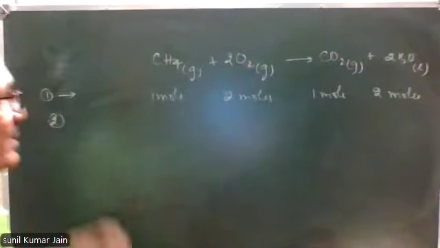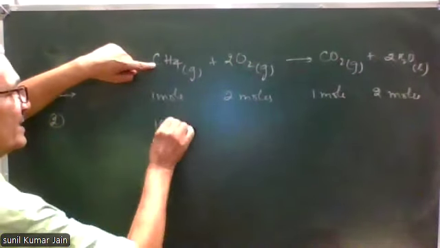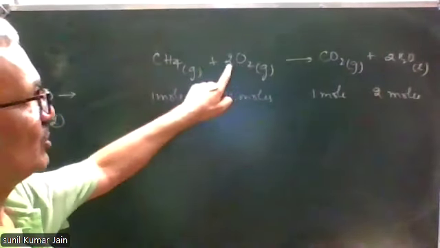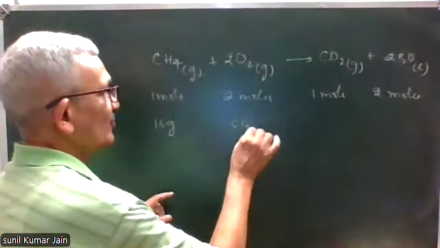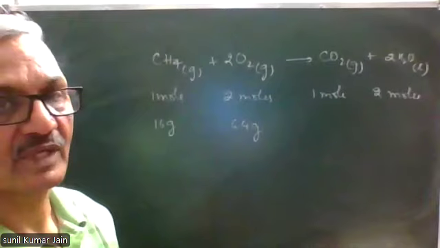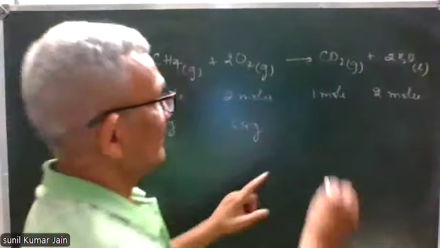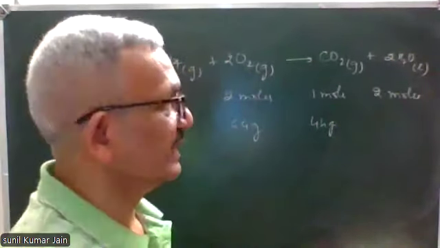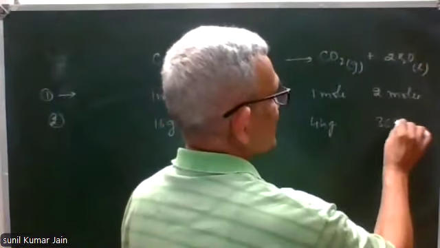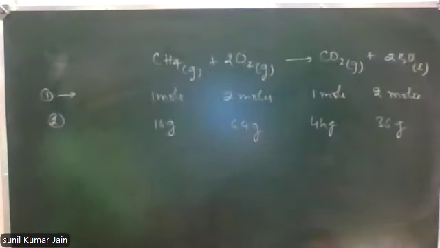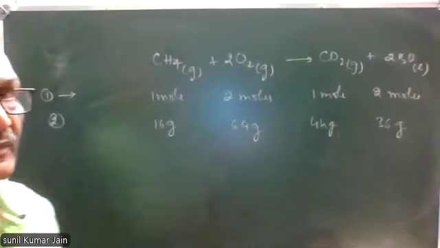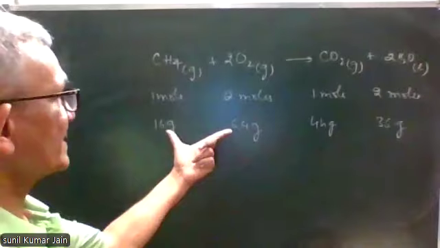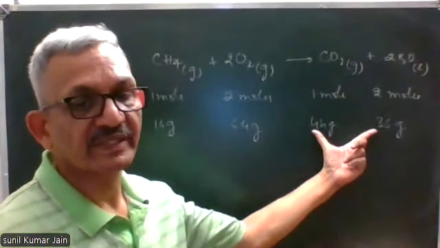I can also say that molecular weight is 16. I can also say that 16 grams of methane reacts with 2 into molecular weight, 64 grams of oxygen to produce 1 into molecular weight, that is 44 grams of carbon dioxide, and 2 into molecular weight, that is 36 grams of water. If you think in terms of law of conservation, this total is 80 and this total is 80, right?